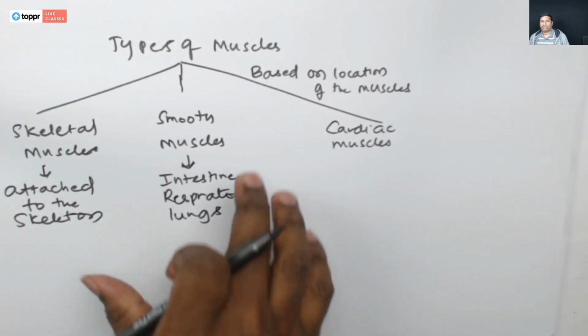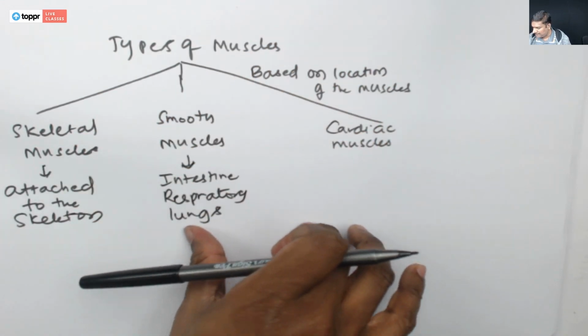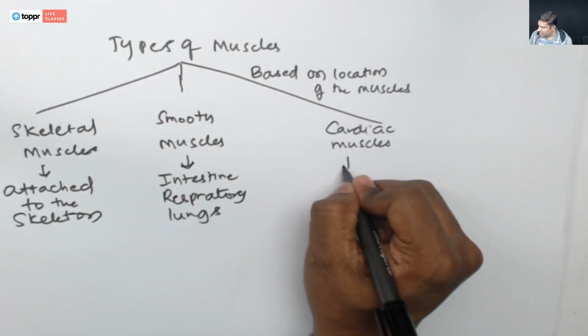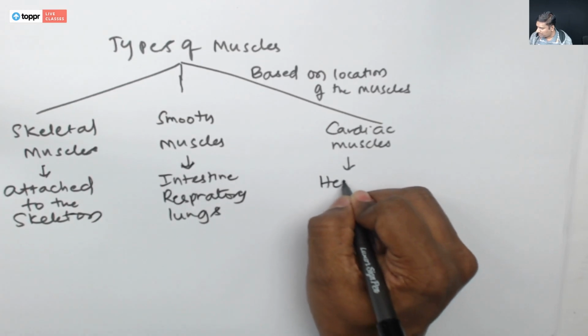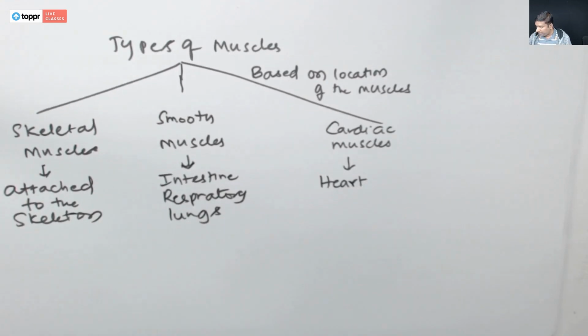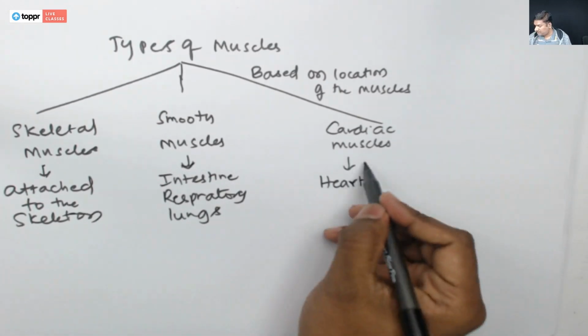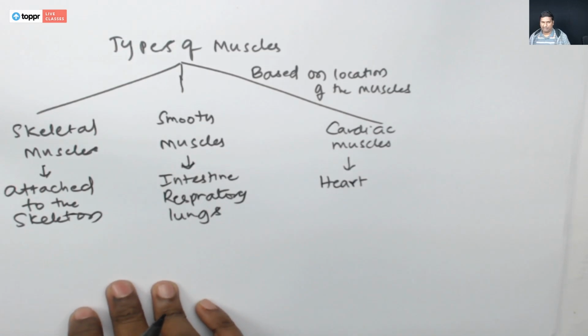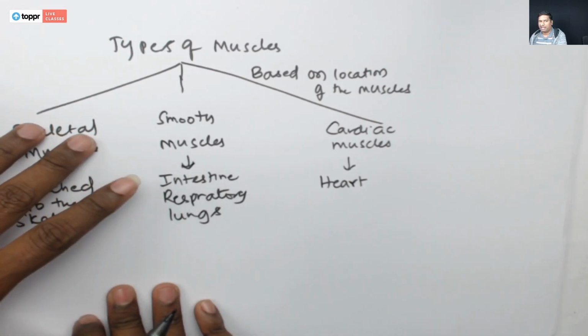Lungs, etc. This is where you will actually find the smooth muscles. Cardiac muscles, as we all know, are present only in the heart. As the name suggests, cardiac is in the heart. So based on the location, you have three kinds of muscles.